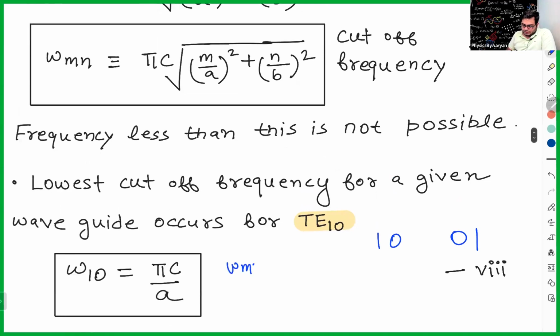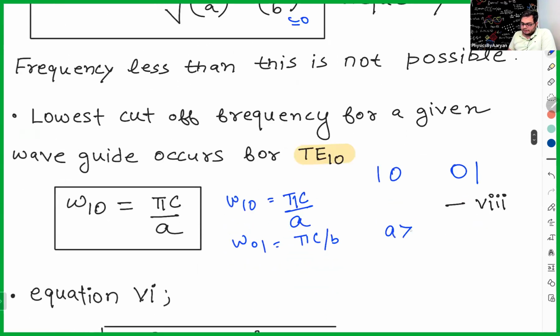So omega n becomes, so this thing will become 0. So I will get pi c by a. But if I put 0 1, I get pi c by b. And you already know a is greater than b. So if a is greater than b, then this thing is small and this thing is large. So the smallest thing is omega 1 0, not 0 1.